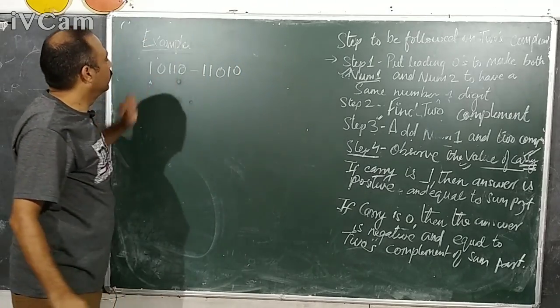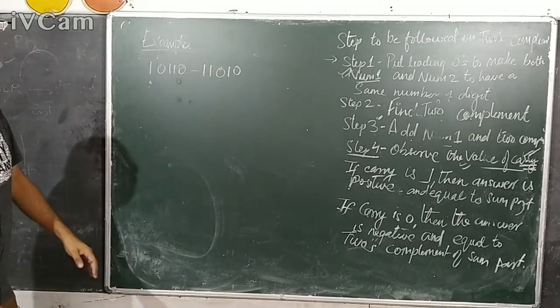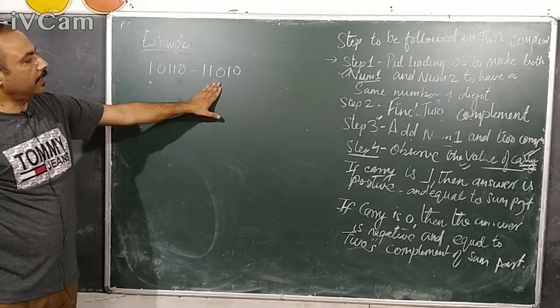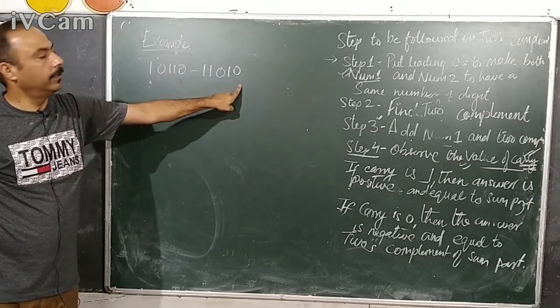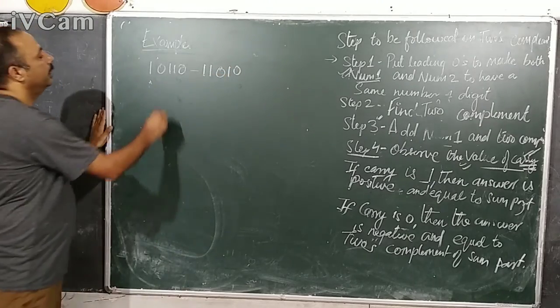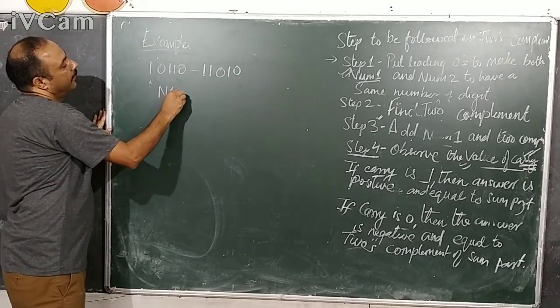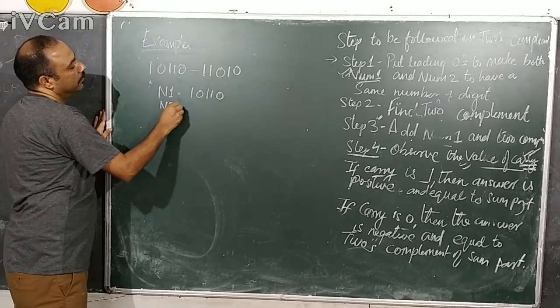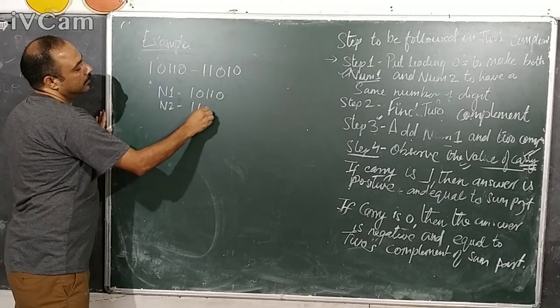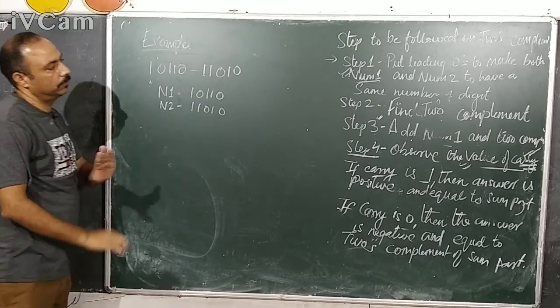Now let me see the first step. What is the first step? You just have to see whether the two numbers have equal digits or not. 1 2 3 4 5, 1 2 3 4 5, equal. Now I'll write the first number as 10110 and the second number as 11010. Okay, so both are equal.